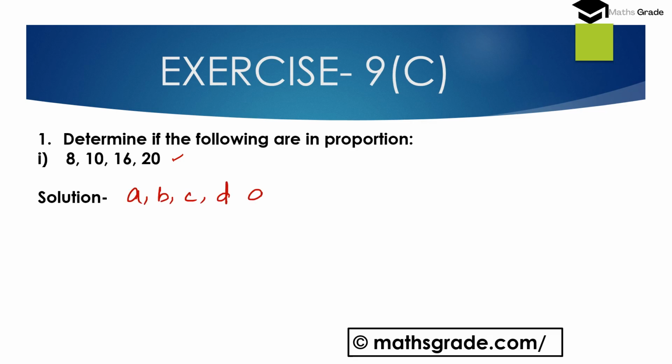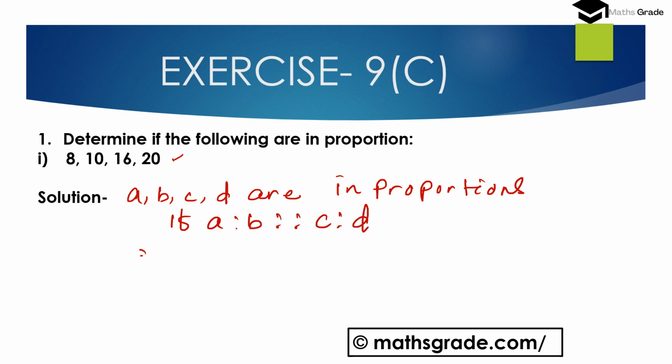A, B, C, D are in proportion if A is to B is proportional to C is to D, that is AD is equal to BC. Product of extreme is AD. A and D are extreme terms and B and C are mean terms. So if product of extreme is equal to product of mean, then the numbers will be in proportion.